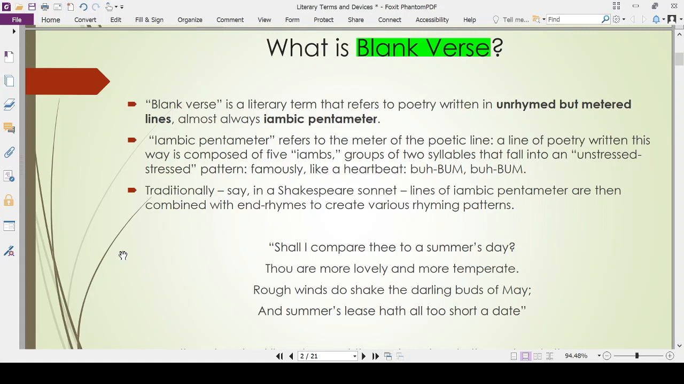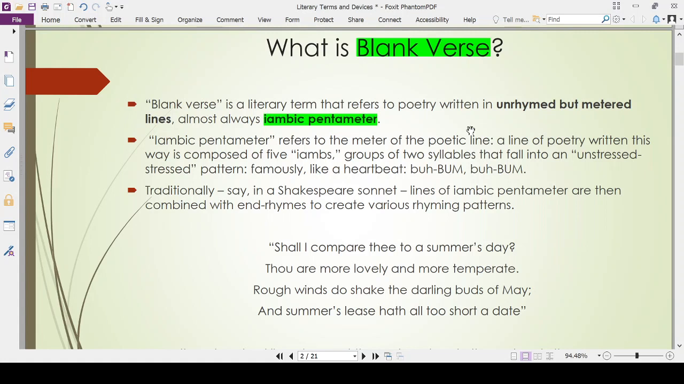So, blank verse is a literary term that refers to a special kind of poetry which is unrhymed at the end, but it is still metered. And the meter which is commonly used in blank verse is iambic pentameter. So, just to quickly recap, blank verse is a poetic form in which the lines are not rhymed at the end. There is no rhyme scheme at the end of the line. Like the first and the third lines do not rhyme. The second and the fourth lines do not rhyme. There is no rhyme scheme. However, there is still meter.